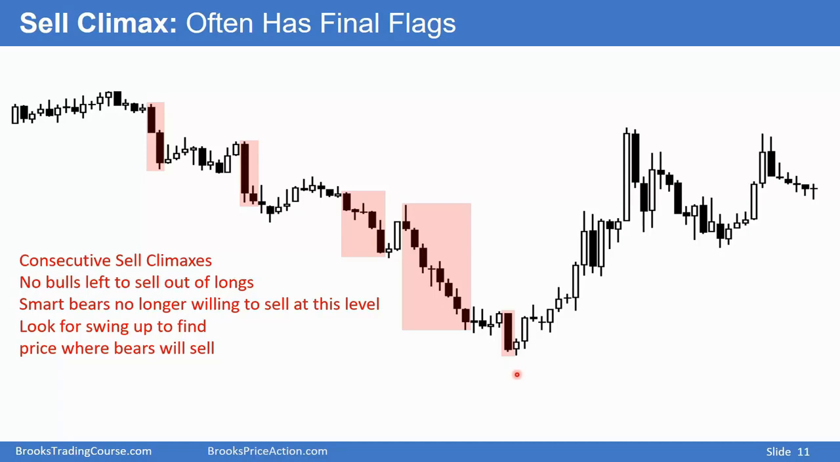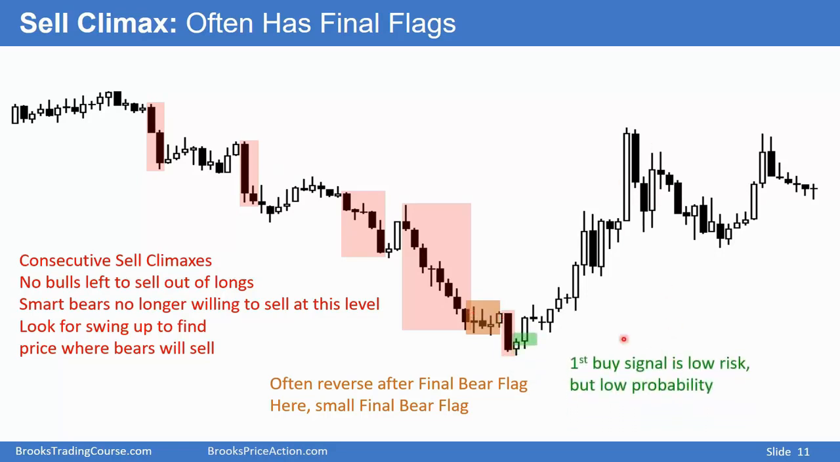The smart bears are no longer willing to sell after a series of sell climaxes. They start taking profits. So the strong bears are buying, taking profits, and the strong bulls are buying, betting that we'll get a profit-taking rally. Even though this small double top bear flag does not look very impressive, it can be the end of the bear trend. When you have a series of sell climaxes, the final bear flag is often very small, 1 bar. Here it's 4 bars, yet it can lead to a major reversal.